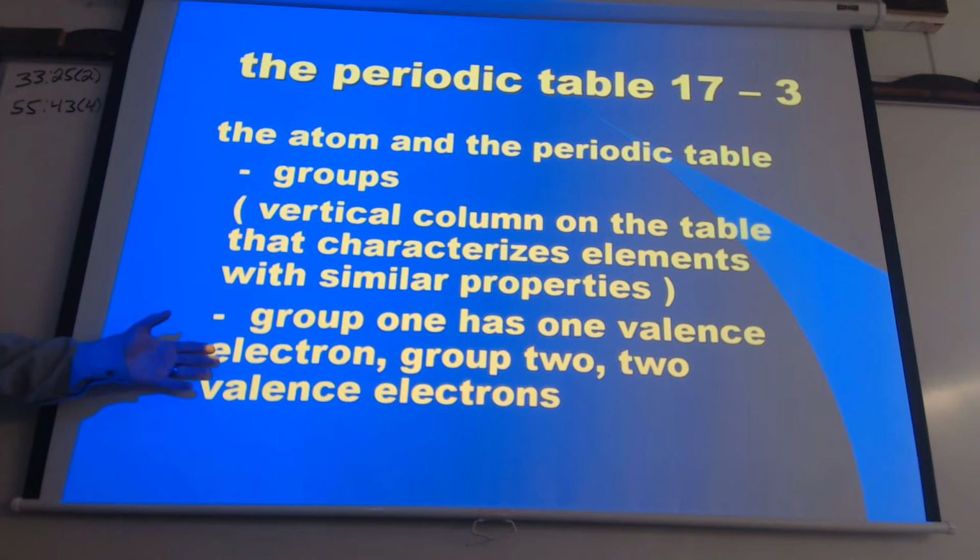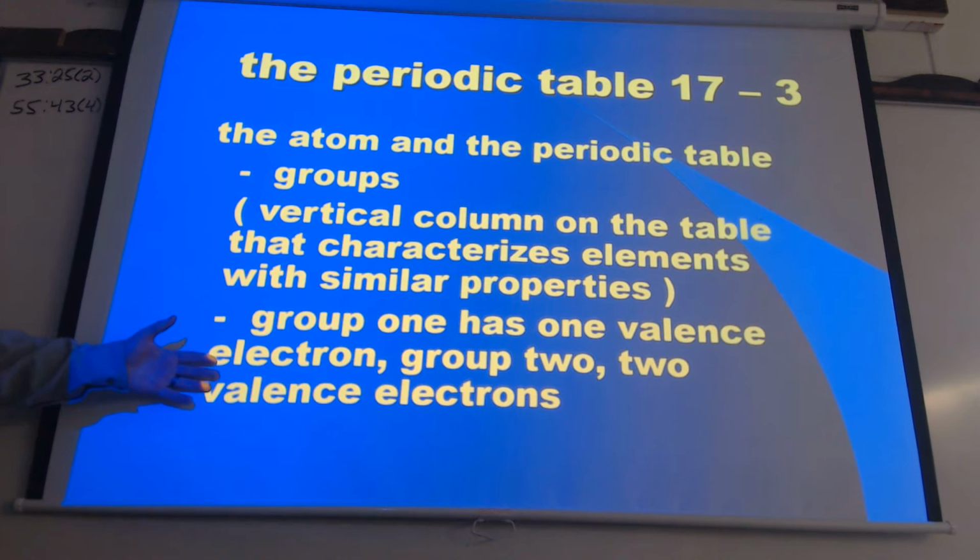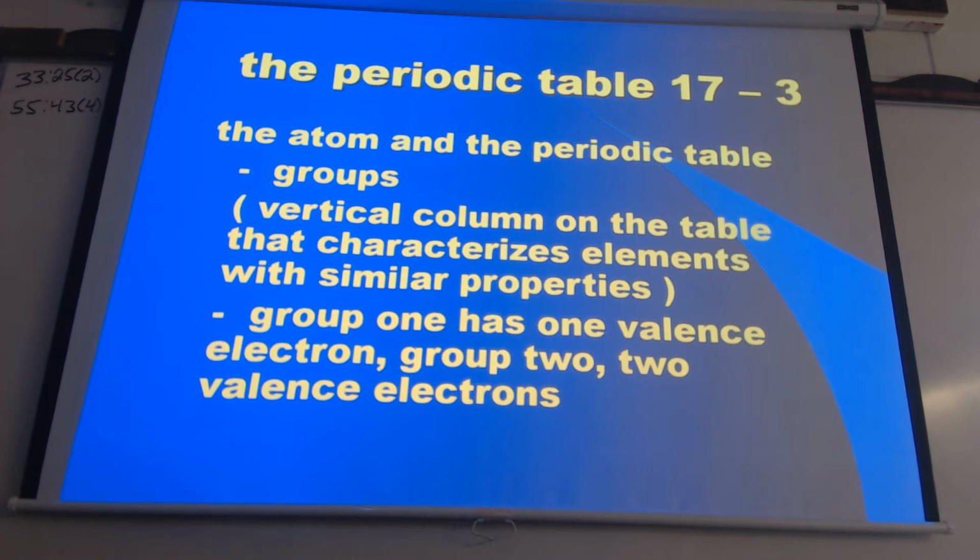What's it telling you here? They have 1 valence electron. What about if you pick magnesium or strontium or beryllium? Where's that? Right next door. How many valence electrons does it have? In column 2, so it's got 2.